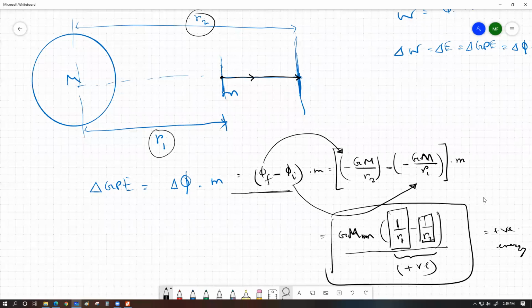Vice versa, if it was the other way around, if we are bringing an object from far out closer to the planet, then the outcome of this bracket expression would itself become negative, proving that we do not have to do any work from an external agent. Rather, the system itself will do the movement, hence the work will be going out of the system. That's why the change of potential energy would become negative. Do you understand this idea?